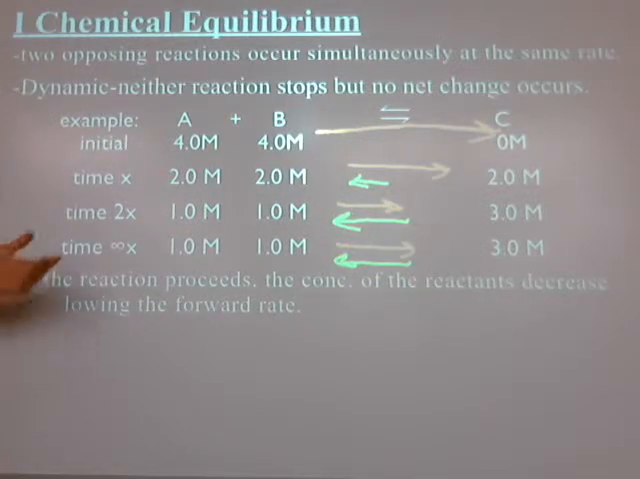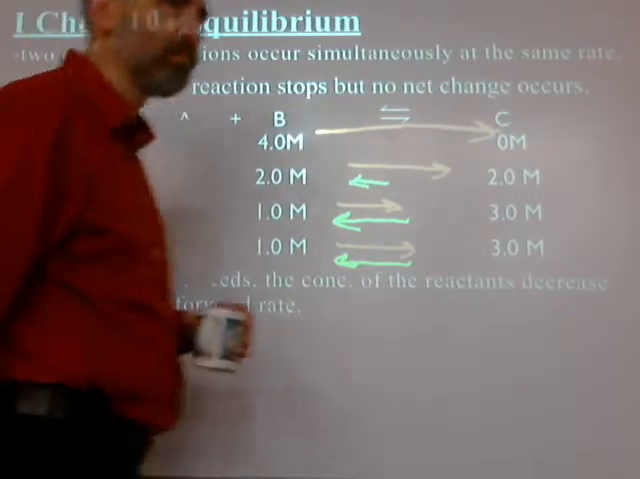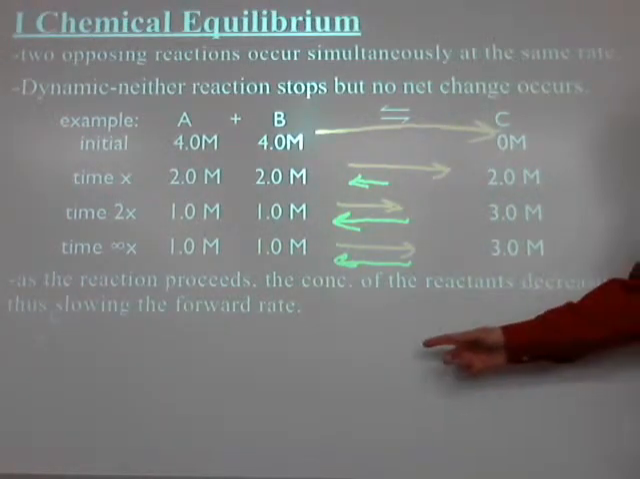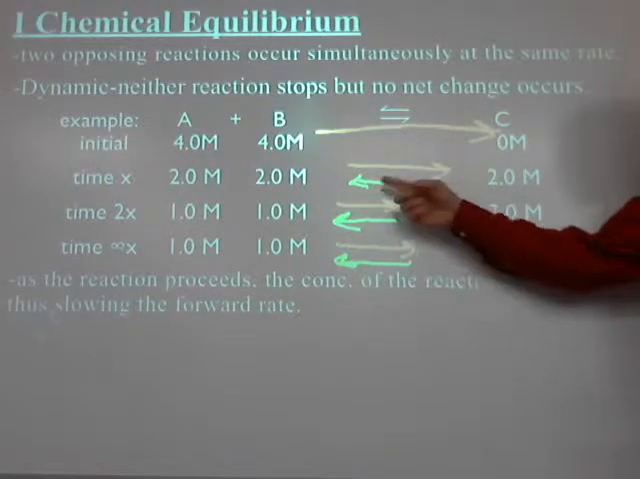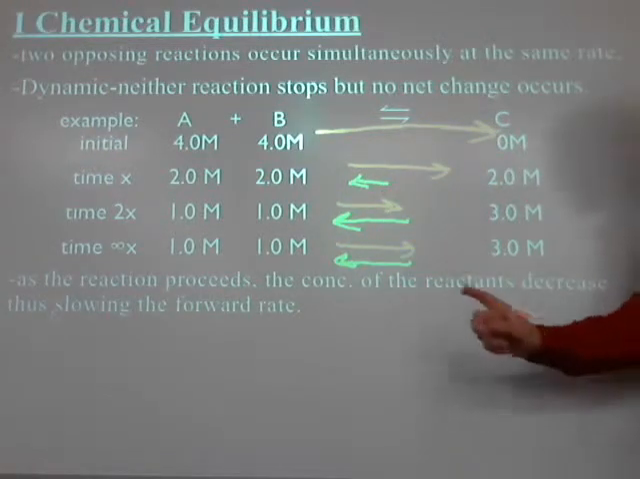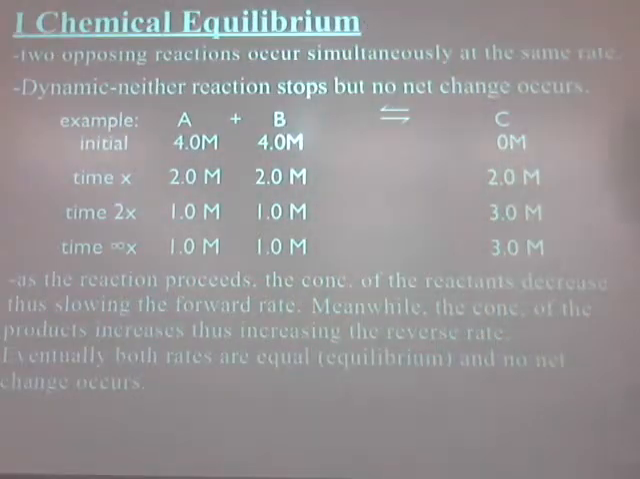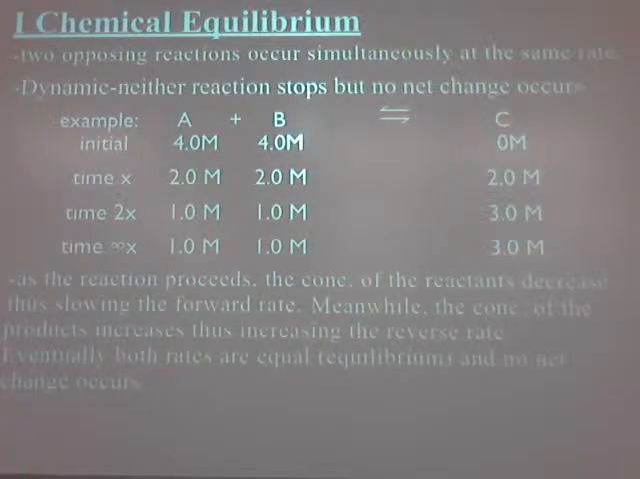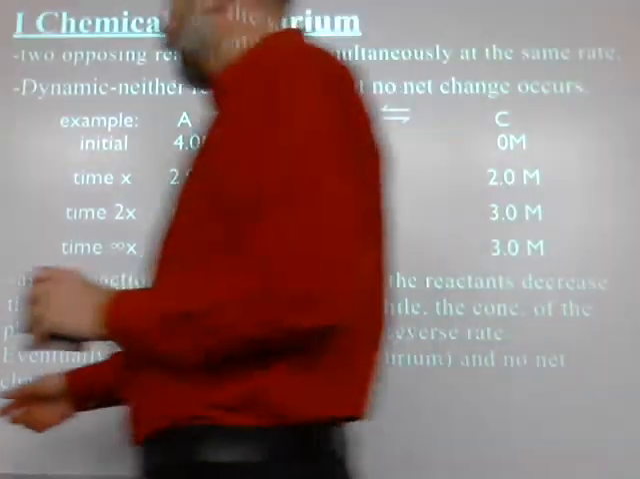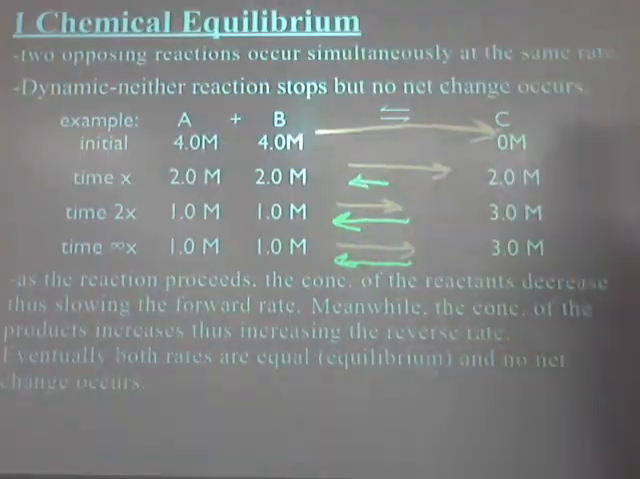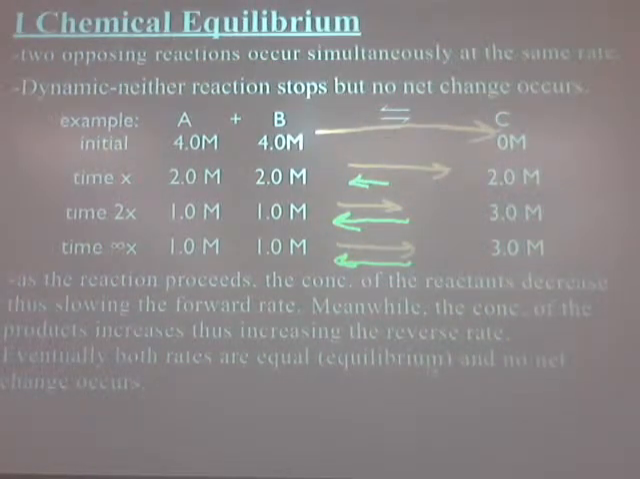We have to talk about the fact that these are reversible reactions, not just going one way. And so what's going to happen there? Meanwhile, while that's getting smaller and smaller, the green one's getting bigger and bigger. Okay, so meanwhile, write that down. Meanwhile, the concentration of the products is increasing, and therefore increasing the reverse rate. Eventually, both rates are equal, and you have equilibrium.